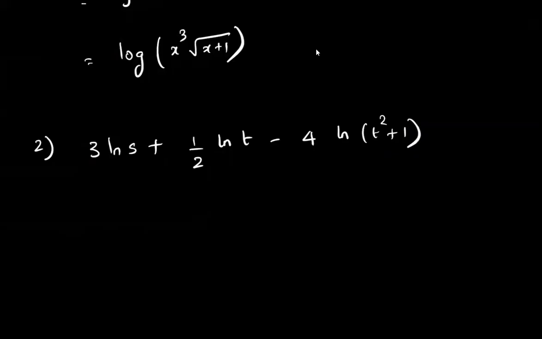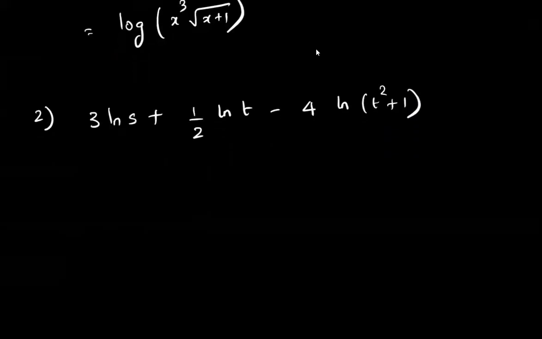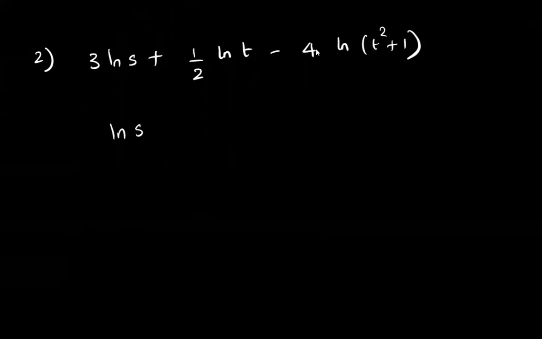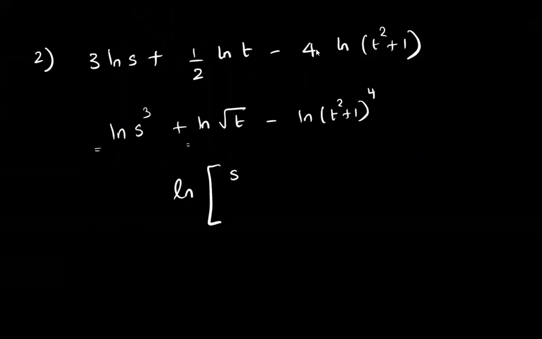Okay, again, let's do it step by step. This is ln s cubed plus ln square root of t minus ln of t squared plus 1 to the power of 4. So when I combine it all, anything which has a positive coefficient goes in the numerator, anything which has a negative coefficient goes in the denominator, and I write the log only one time. Okay, and that is how you condense logarithms.